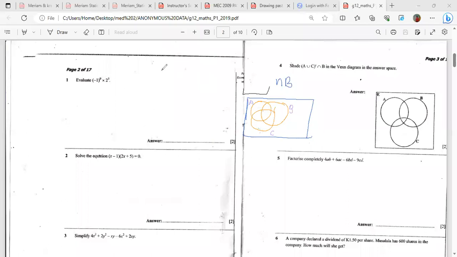Okay, so let's have our Venn diagram. So we are saying we need that, and that. So we have A, B, and C. So now we are combining A and C. That is what the question is saying. So we are going to have that. Okay. We are going to shade A and C. So now we have shaded A union C.